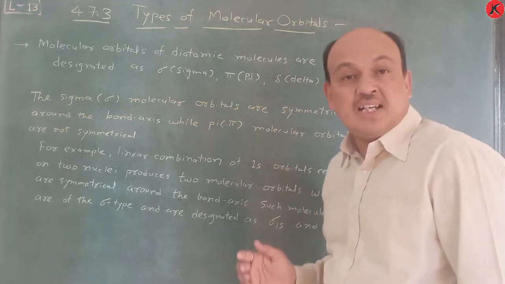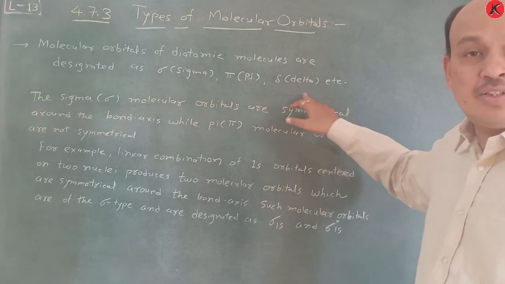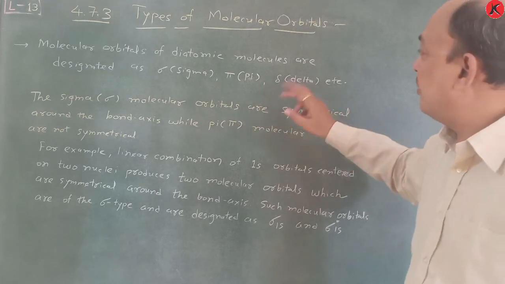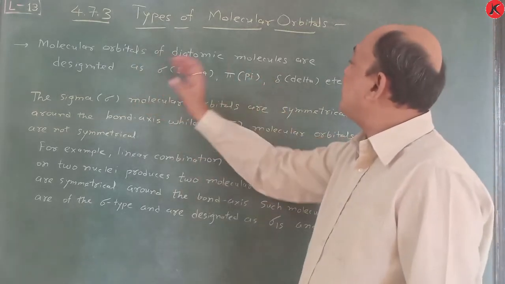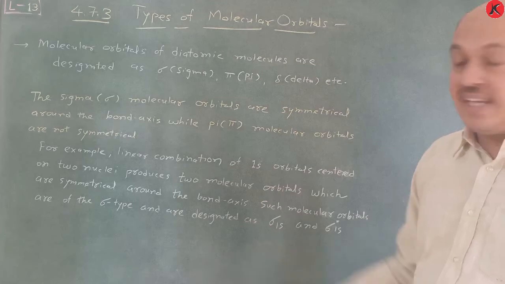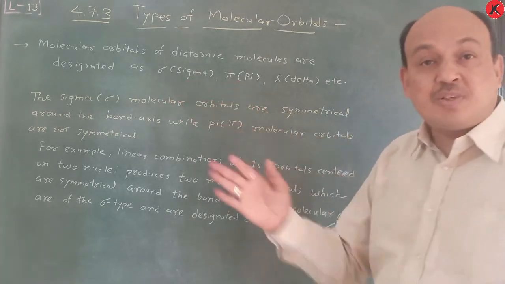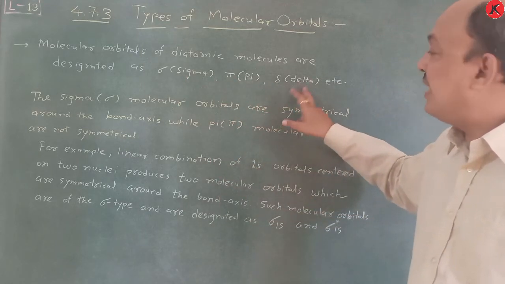Molecular orbitals of diatomic molecules are designated as sigma, pi and delta. You do not need to learn delta here, it's not in your syllabus. Sigma and pi must be there. So molecular orbitals of diatomic molecules are designated as sigma, this is sigma and this is pi. You know this one, sigma bond and pi bond, and this is the delta.